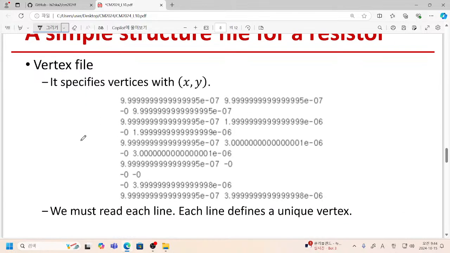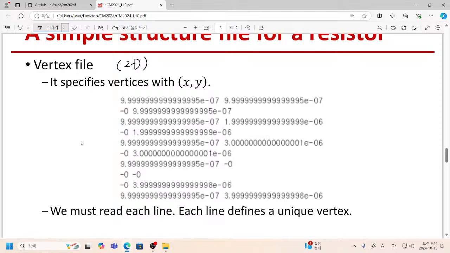First of all, we have to introduce vertices. Vertices means points in our 2D or 3-dimensional system. In this case, I just assume that the structure is 2D. However, if we go to 3D, it is not that difficult. We can just introduce Z coordinates in our vertex file.